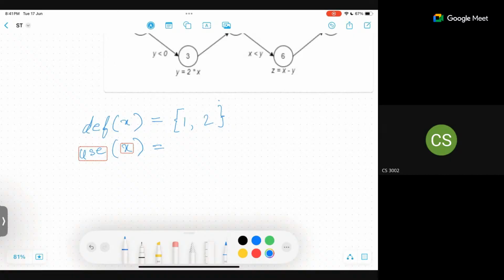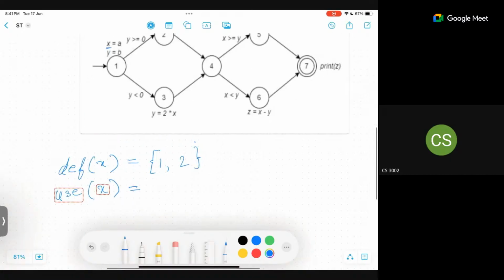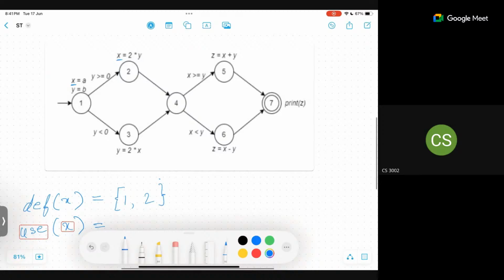So definitions of x are 1 and 2, and then we are going to see what all uses are there. Use is wherever it is being used for any reason. It could be printing, it could be some increment that is happening, it could be a multiplication, division, anything.